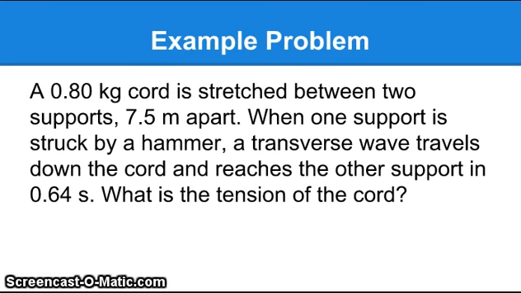A 0.8 kilogram cord is stretched between two supports, 7.5 meters apart. When one support is struck by a hammer, a transverse wave travels down the cord and reaches the other support in 0.64 seconds. What is the tension of the cord?